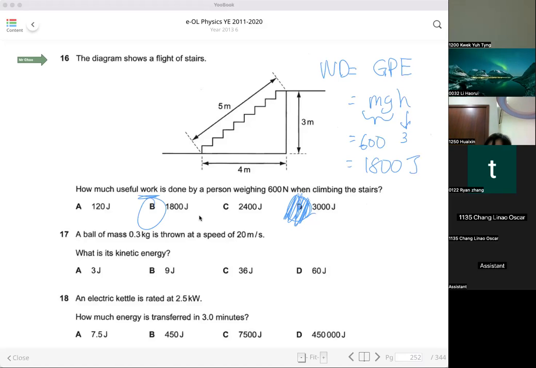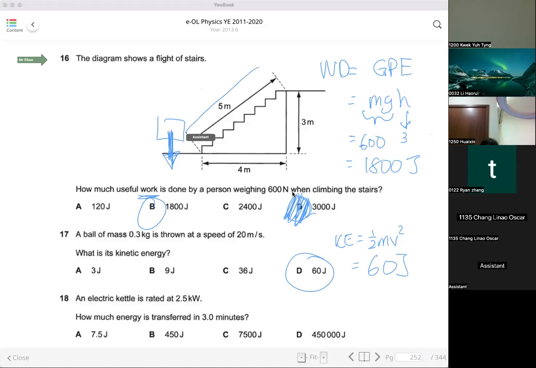Okay, for 17, KE is equal to half mv squared. You sub in everything, you should get the answer D. Okay, so Huai Xing, you understand why the answer is B for 16 and not D? We use the height 3, not this distance. Clear? Because the weight of the person is going down.